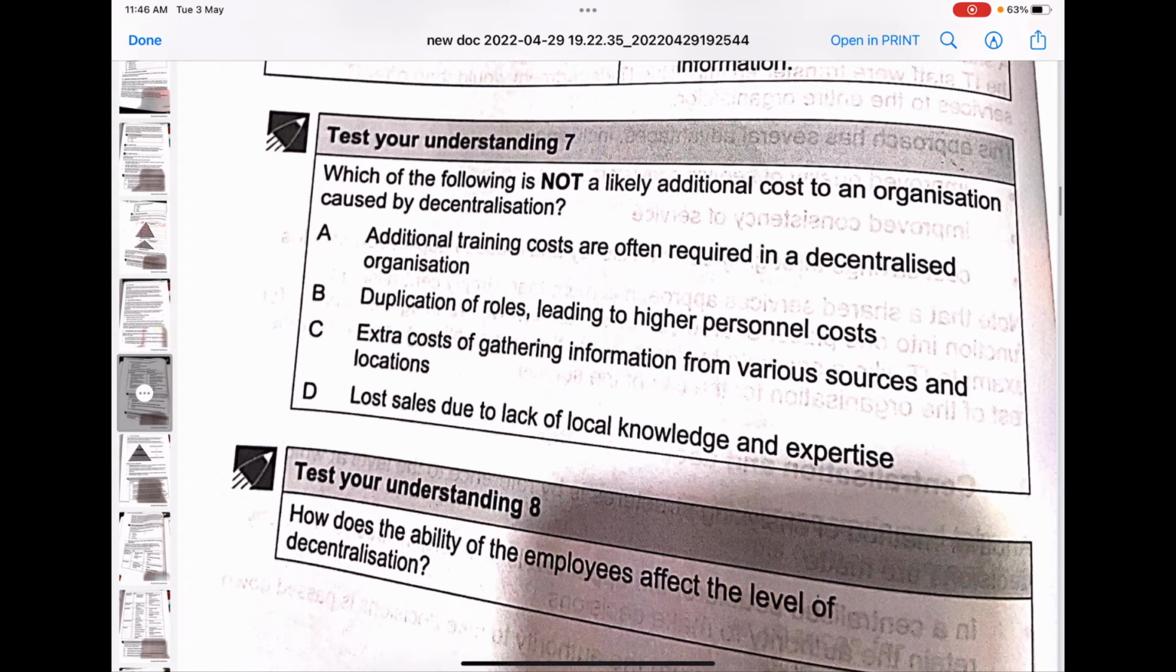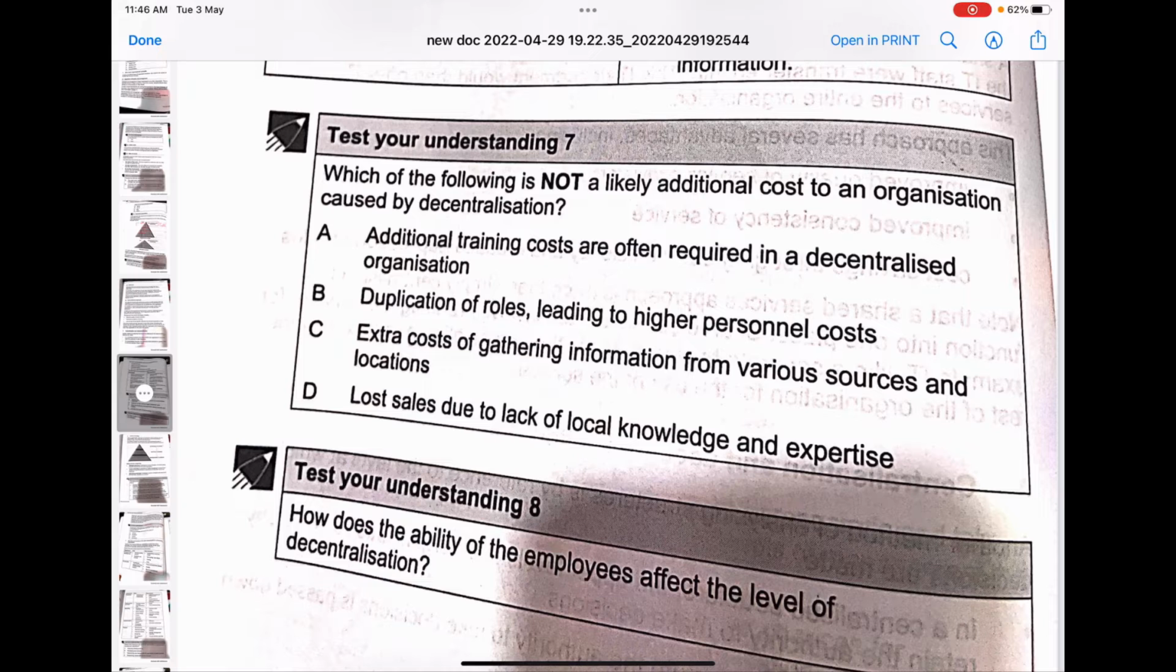Test your understanding 7. Which of the following is not a likely additional cost to an organization caused by decentralization? Additional training costs are often required in a decentralized organization. This is true. Duplication of role leads to higher personnel costs. Extra costs of gathering information. This is true. Lost sales due to lack of local knowledge and expertise. Has that been mentioned anywhere earlier? No. We never said that the sales will get lost because of the lack of local knowledge.